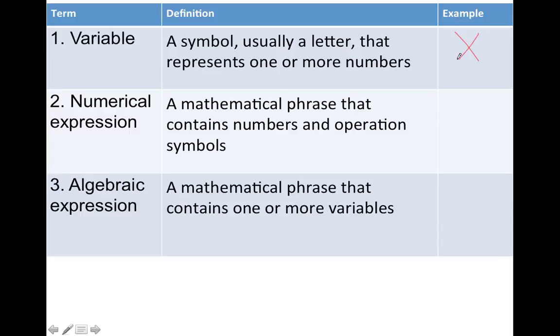The second one, numerical expression, is a mathematical phrase that contains numbers and operation symbols, like 2 minus 3. An algebraic expression is a mathematical phrase that contains one or more variables, like x plus 3. Now these are just examples.